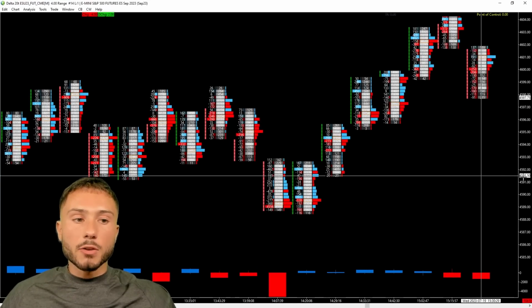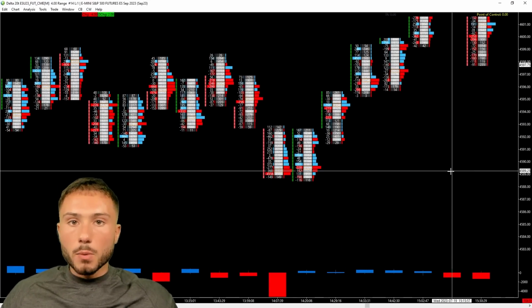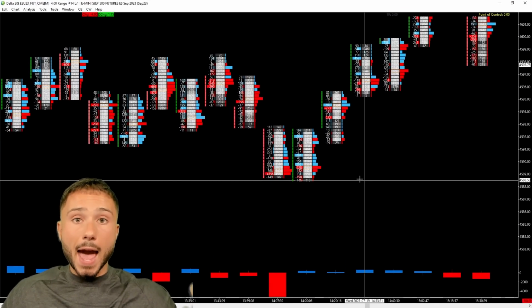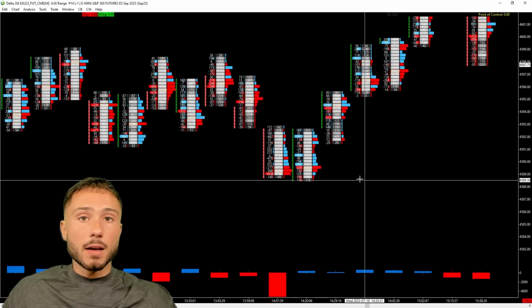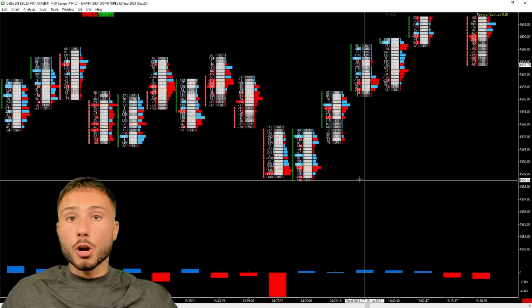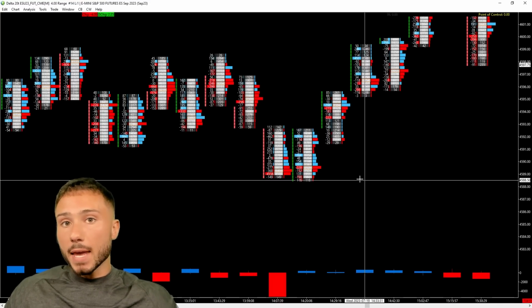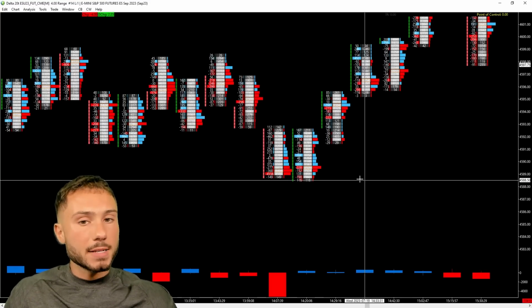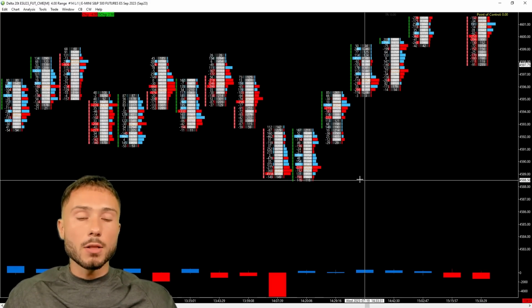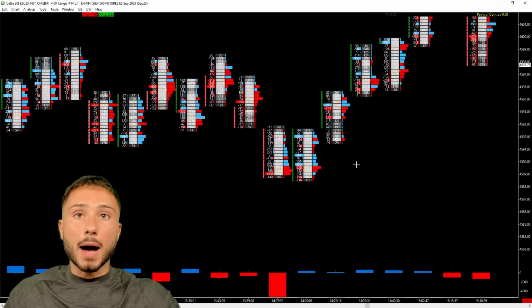So pulling up this delta footprint chart, and just briefly, what a delta means is ask volume minus bid volume. So if you have a negative delta, that tells me there are more aggressive trades which hit the bid than there were aggressive trades which hit the ask. So if you see a negative delta at a specific price, that's telling me there is very large and aggressive selling outweighing all the aggressive buying at that level.